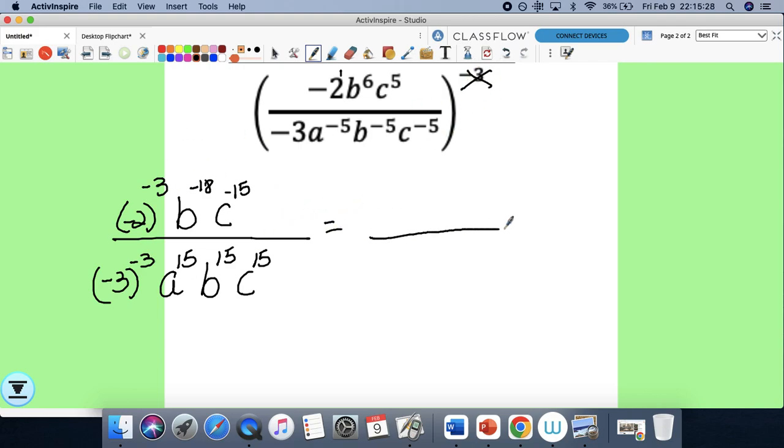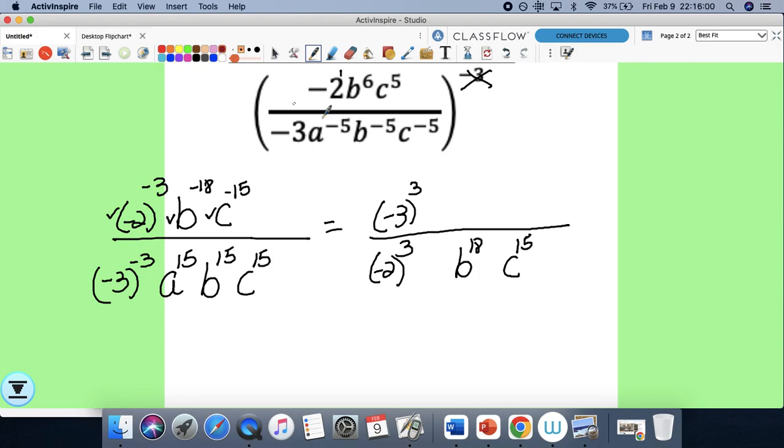So let's make some travel arrangements. Negative 2 to the third power is going to go here, but with a positive exponent. And I'm going to put a little check next to it. B to the negative 18 is going to go to the denominator and becomes positive. Little check. C to the negative 15 also comes to the denominator, and the exponent becomes positive. Done. Negative 3 to the negative third power goes upstairs, and the exponent becomes positive. Check. A to the 15, B to the 15, and C to the 15 will all stay down here.